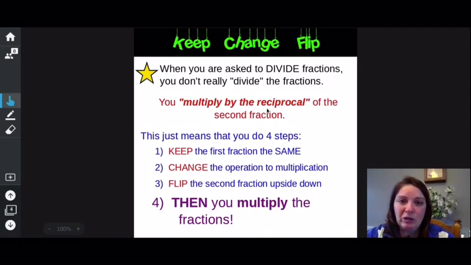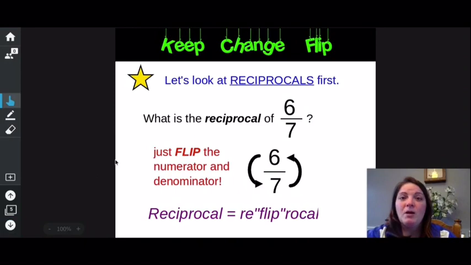But let's take a look at this R word, reciprocal. Have you ever heard of that word before? If not, let's take a look. And if you have, let's see if you remember. So reciprocals. Say that with me. Reciprocals. Well, what's the reciprocal of a fraction 6/7?